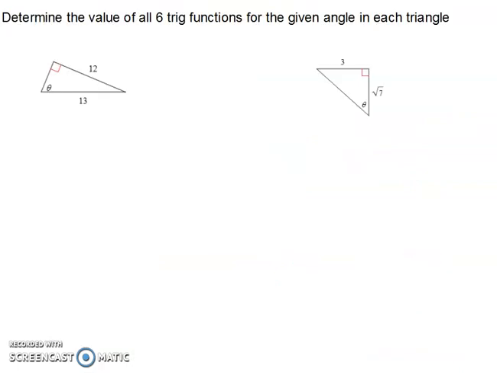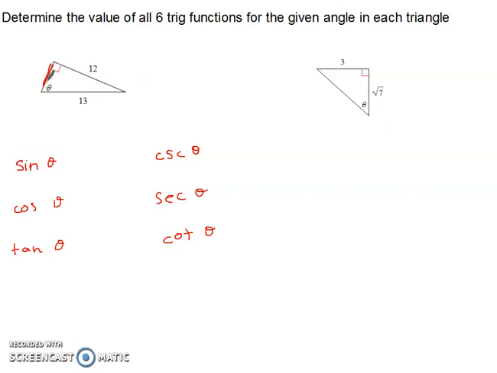So we're going to go ahead and determine the value of all 6 trig functions for the triangles given below. So here's my angle theta, so I need the sine of theta, the cosine of theta, the tangent of theta, and then the reciprocals of all these. So cosecant is the reciprocal of my sine, secant is the reciprocal of my cosine, and cotangent is the reciprocal of my tangent function. So looking at my angle theta, my sine is the opposite side.